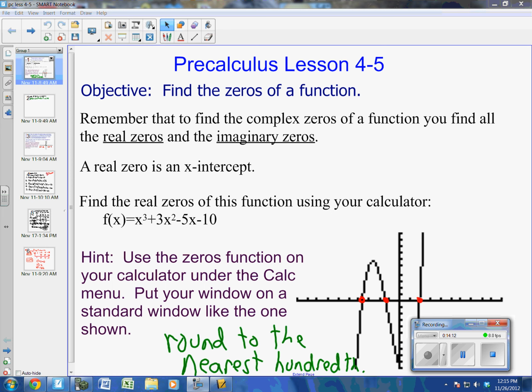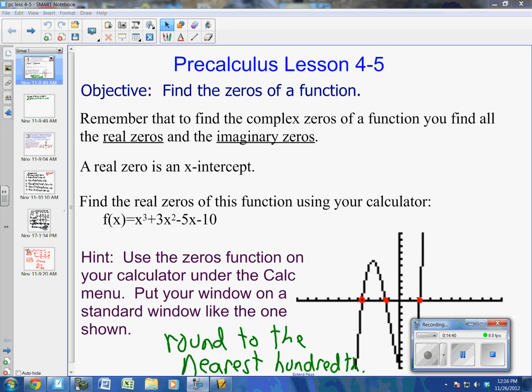Okay, remember that to find the complex zeros of a function, you find all the real zeros and the imaginary zeros. So I think we all wrote that down already once before. Unless you were gone that day, probably don't need to worry about writing it down. Remember that a real zero is an x-intercept. So on this graph right here, this one has 3 real zeros because it crosses the x-axis 3 times.